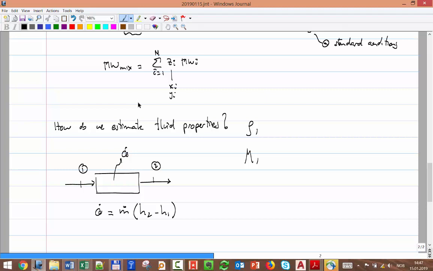What do I need to make that calculation? Let's say a heat exchanger. What do I need to make that calculation? A property, right? What do I call this property? Enthalpy. So I need this H, enthalpy. I also might need entropy. So these are needed, for example, for analysis of components.